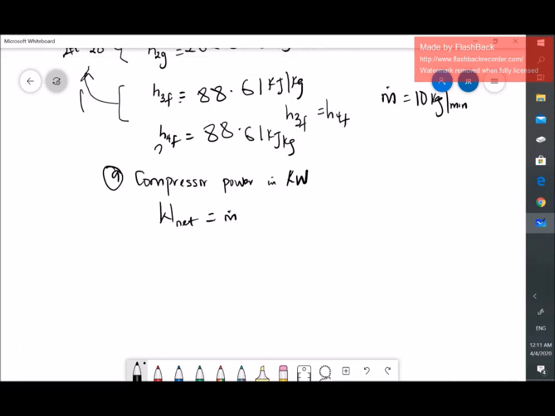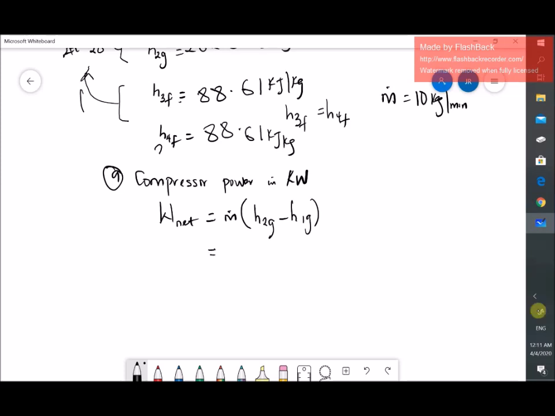All right. So now we are asked to find the compressor power in kilowatts. Now, if you recall, the compressor power is the net work, which is equal to the mass flow rate times H2 gaseous minus H1 gaseous. Alright, what next is to log in the values.